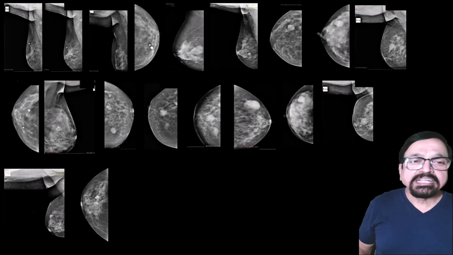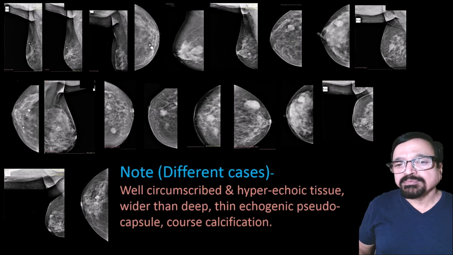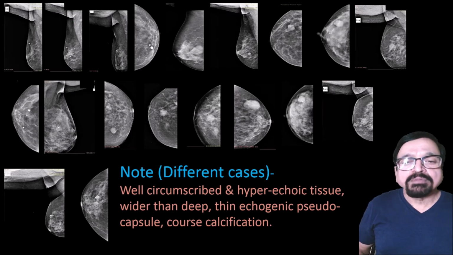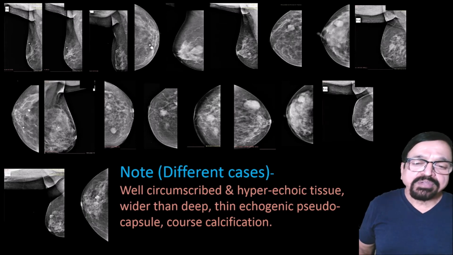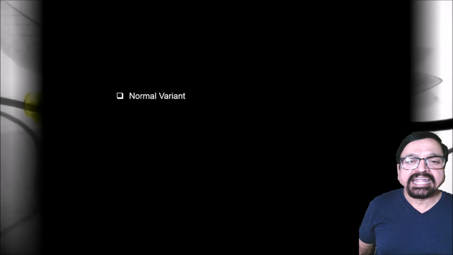These are multiple different cases where you can see the calcifications in fibroadenomas and how the calcification occurs in them. Please note, they all are different cases, a set of different patients. Now we find a common finding: well circumscribed hyperechoic tissues wider than deep, thin echogenic pseudocapsules with coarse calcification. The point here is the coarse calcification that occurs in a fibroadenoma.